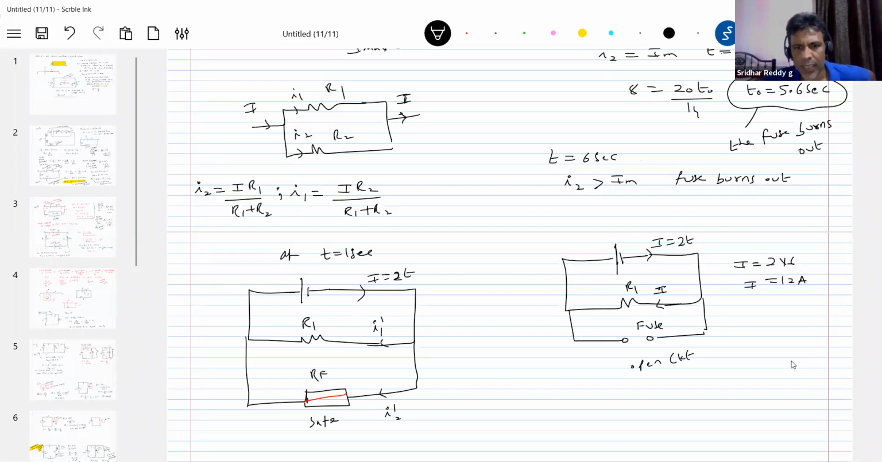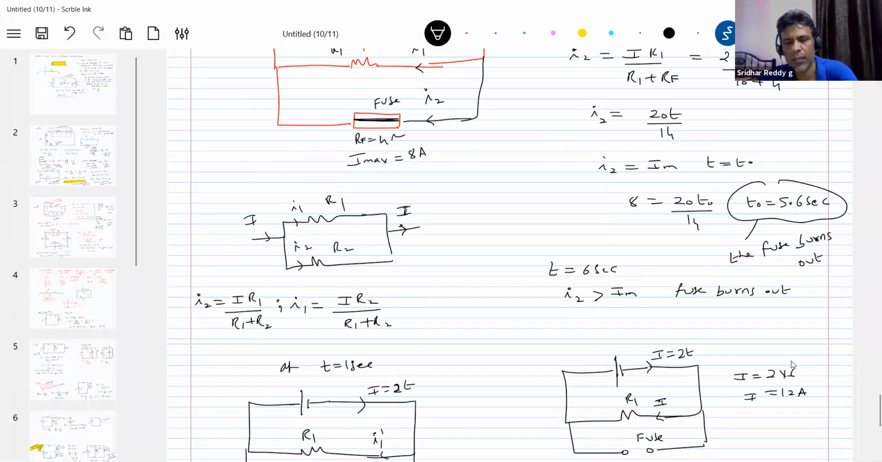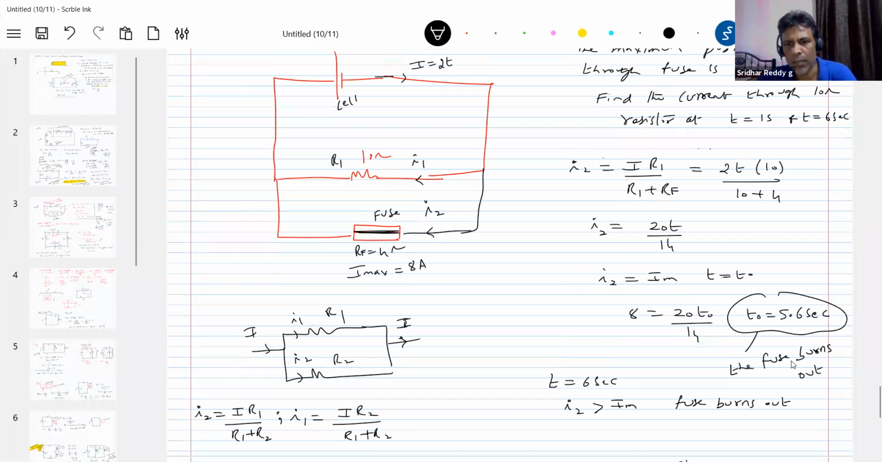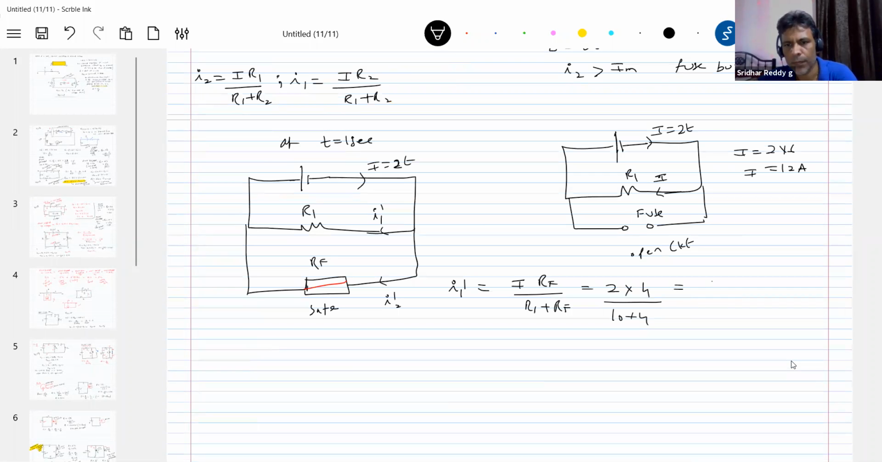So what is I1 dash? The formula: I1 dash should be equal to I into RF by R1 plus RF. At t equal to 1 second, this will be 2. RF value is how much? 4 ohm. So 2 into 4 by 10 plus 4, which is 8 by 14, or 4 by 7. This much will be the current through the resistance.